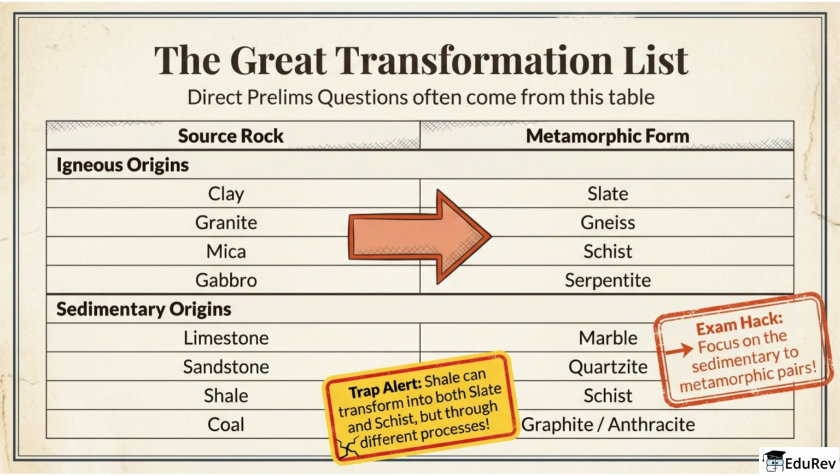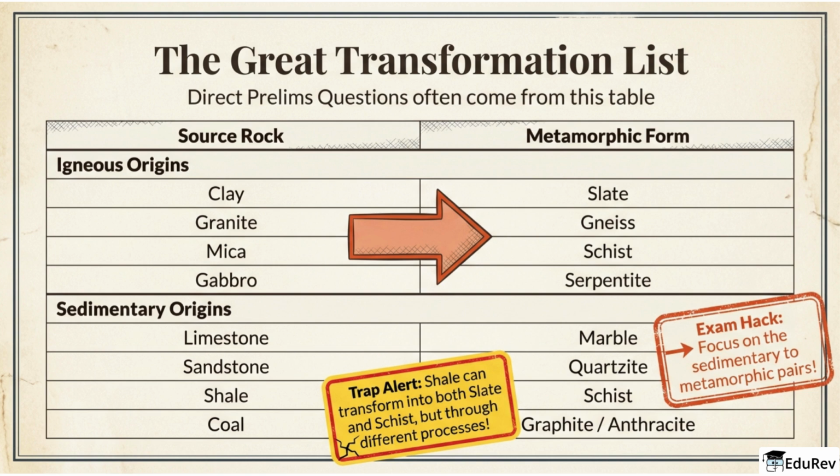From the igneous origin side, clay transforms into slate, granite into gneiss, mica into schist, gabbro into serpentite. From the sedimentary origin side, limestone into marble, sandstone into quartzite, shale into schist, coal into graphite or anthracite.